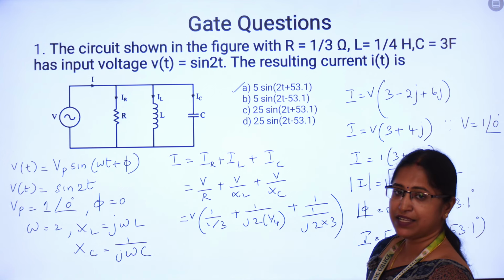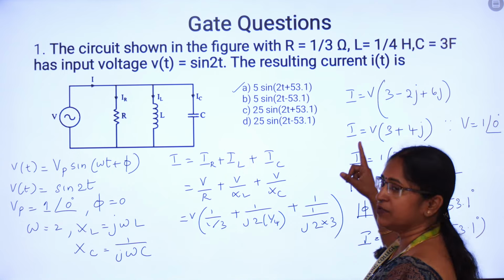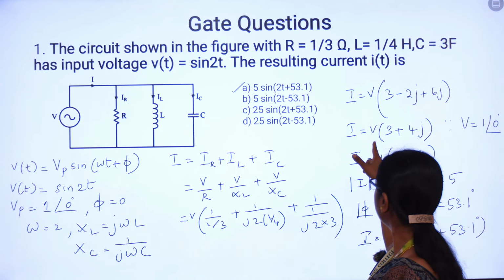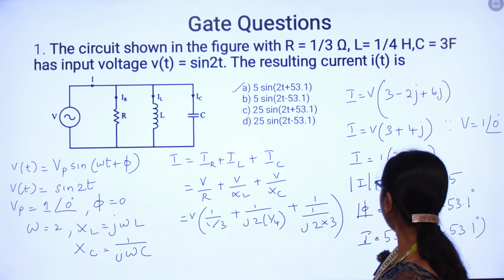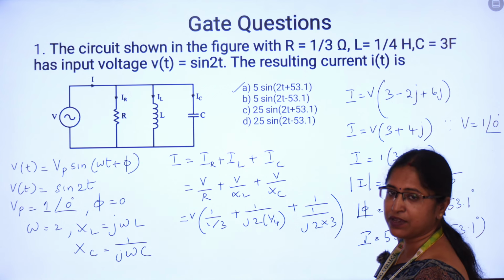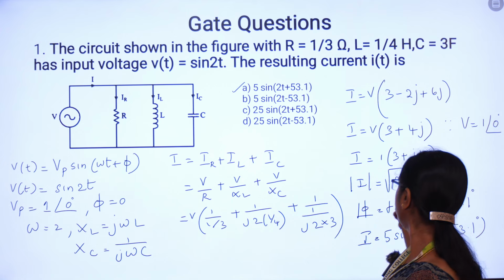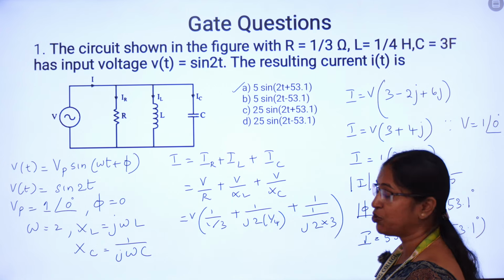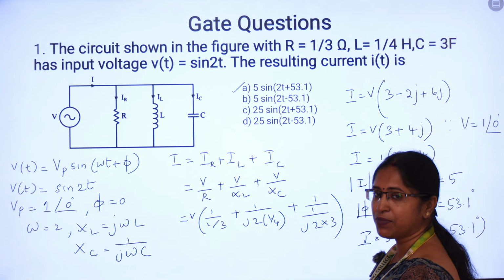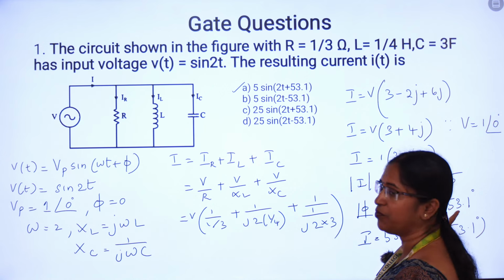In the previous slide I said you can convert your rectangular form to polar form using your formulas for magnitude and phase. So the input voltage in phasor form is 1 angle 0. So V is again nothing but 1. And the magnitude of current from this is calculated as square root of 3 square plus 4 square. 3 square is 9, 4 square is 16, 16 plus 9 is 25. Square root of 25 is nothing but 5. So that is your magnitude of current. What is the angle? The angle is calculated by tan inverse of imaginary part by real part, that is tan inverse 4 by 3, which is nothing but 53.1 degrees.